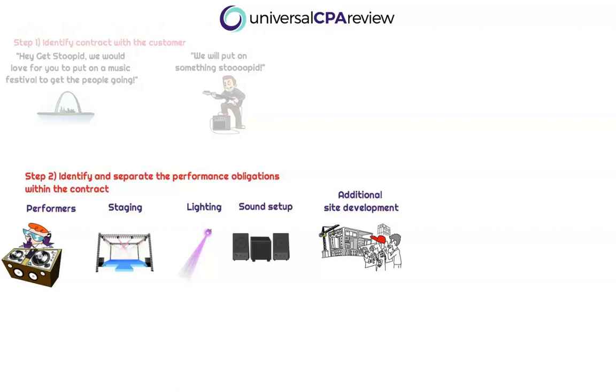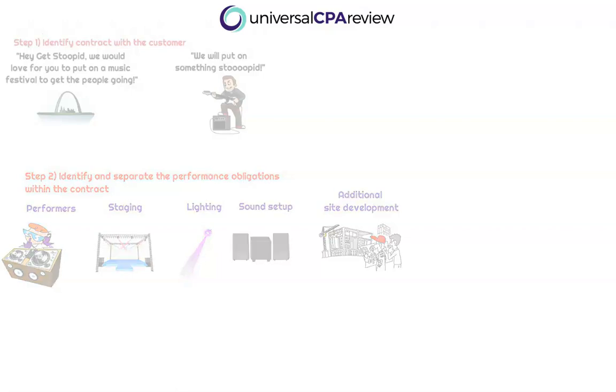Get Stupid is going to use their performers to put on the show. They're going to charge the city for putting up the staging. They're going to do all the lighting, and they need a strong sound setup so that everybody can hear the music. And they're also going to do additional site development. This could be things like excavation, additional building, all things of that nature.